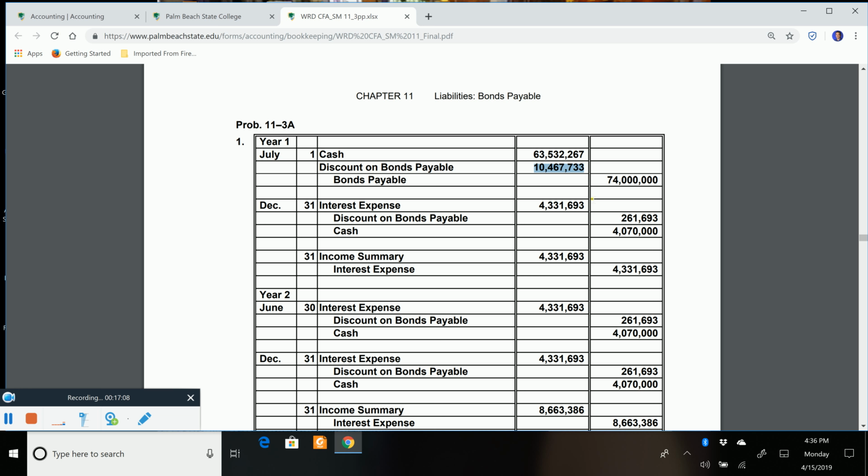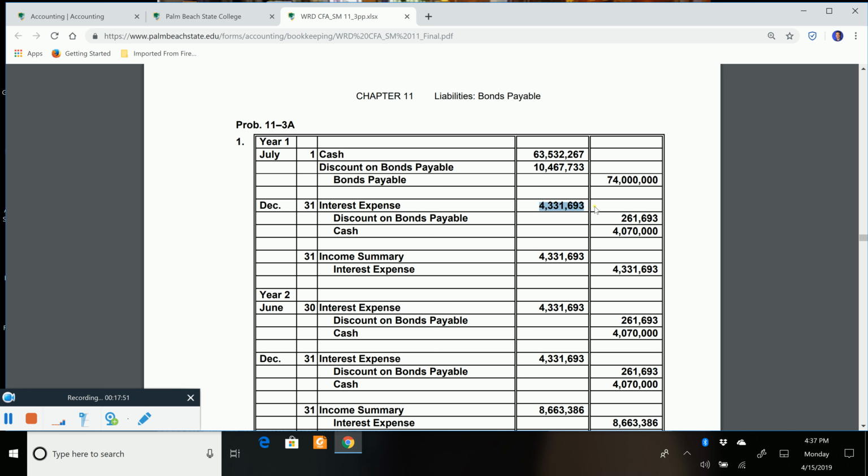And it is a 20-year bond, and it pays interest 2 times a year. So 20 years times 2 times a year equals 40. There are 40 interest payment dates. If I take the $10,467,733 and I divide it by 40, that will be the amount of my discount amortization. So if the discount has a debit balance, I will amortize it by crediting the discount account. The sum of the cash plus the amortization of the discount equals our interest expense for the period.